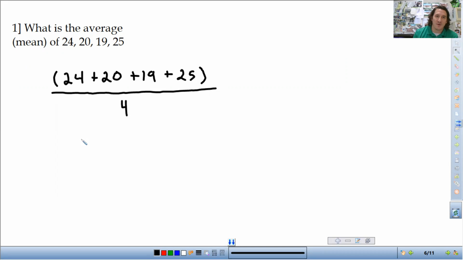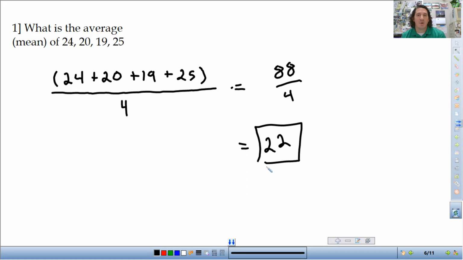So there's only 4 numbers. So I add them all up. You can use the calculator on this. 24 plus 20 plus 19 plus 25 comes out to 88. Divided by 4 is 22. So the average of all those numbers is 22. All right, so take all the numbers, add them up, divide it by how many numbers you added together. That's how you find the average.